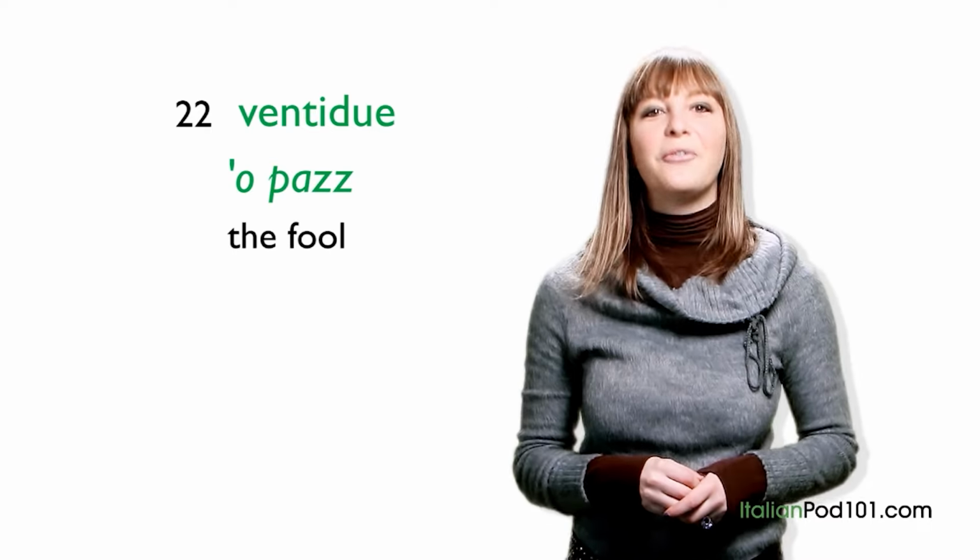Now it's time for Consuelo's tips. If you want to practice your numbers, why don't you play tombola with your Italian friends? What is tombola? Tombola is the Italian version of bingo. In the Napolitan version, each number has a very amusing drawing that represents a character. For example, the number 22 is O pazzo, the fool.